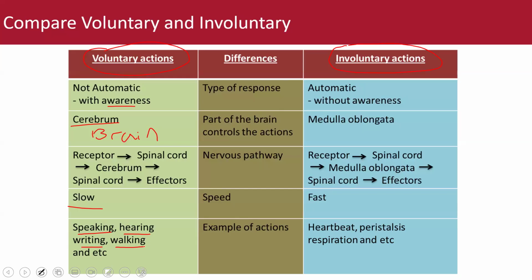An involuntary action, right? So medulla oblongata, that's the separate science bit. For everybody else, basically, it is your spinal cord. Okay. Involuntary actions are very fast. Okay. And again, it's things that you can't control, like your heartbeat. Peristalsis is the movement of food down your esophagus. Respiration, okay, and anything else like your breathing and things like that that you basically cannot control.